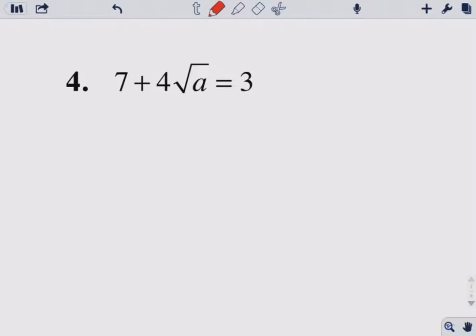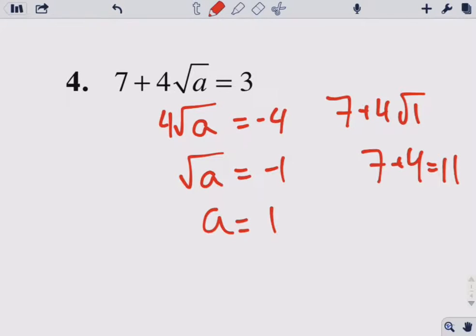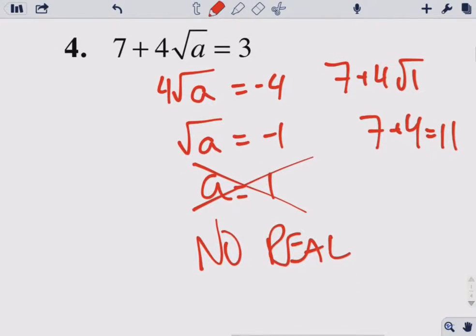Alright, 4, isolate the radical, so you subtract the 7, and so I get negative 4, divide by 4, I get square root of a is equal to negative 1. If I square both sides, I get a is equal to 1. So I check 7 plus 4 square root of 1, that's 7 plus 4 equals 11, which is not 3, so there are no real solutions here.